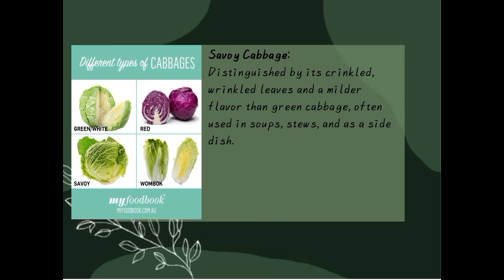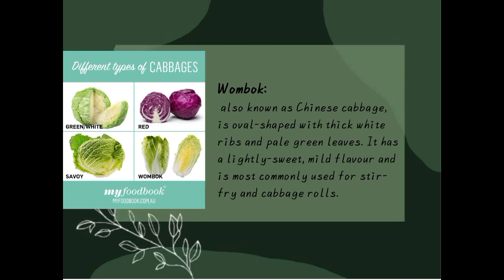Next is the savoy cabbage, distinguished by its crinkled leaves and a milder flavor than green cabbage, often used in soup, stew, and as a side dish. Next is the wombok, also known as Chinese cabbage, is oval shaped with thick white ribs and pale green leaves. It has a light sweet, mild flavor and is most commonly used for stir fry and cabbage roll.